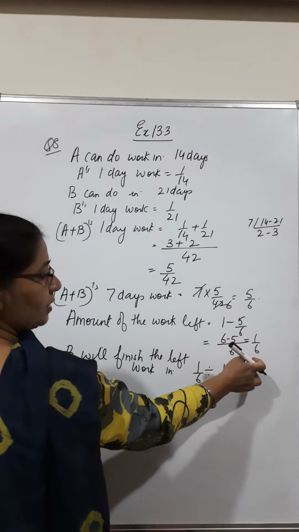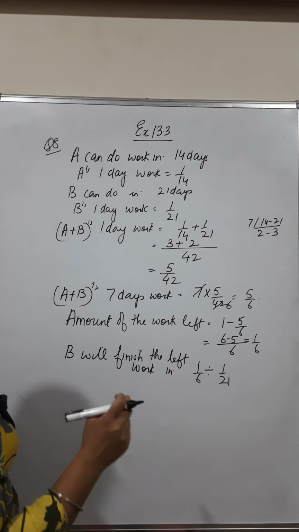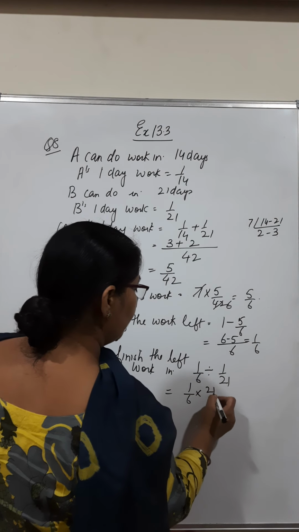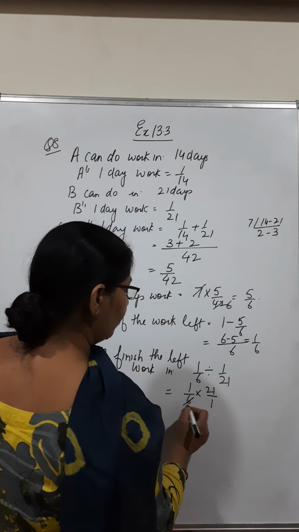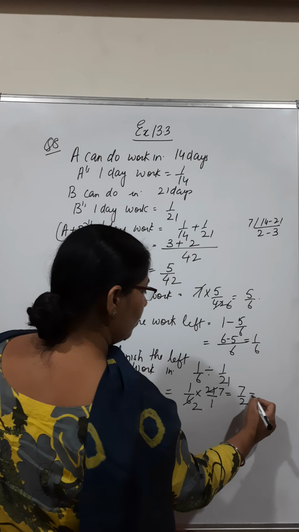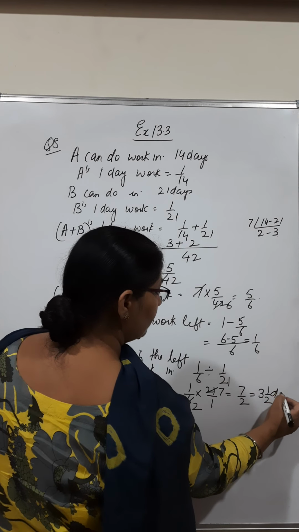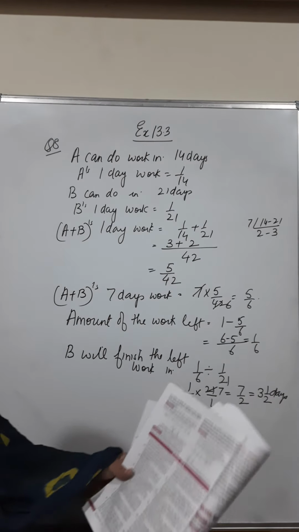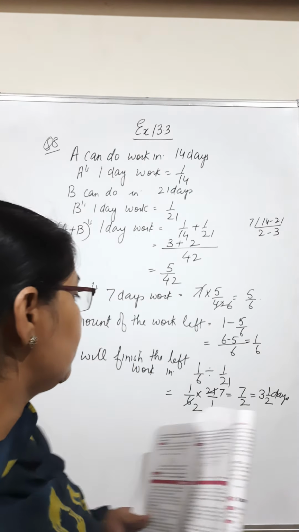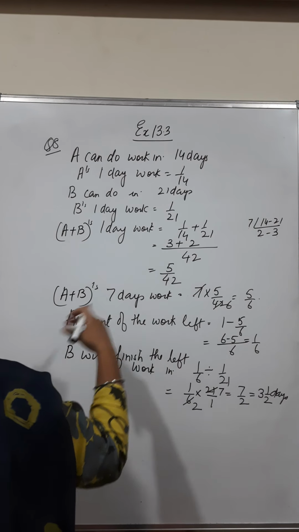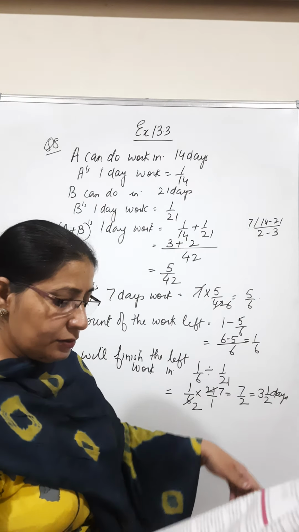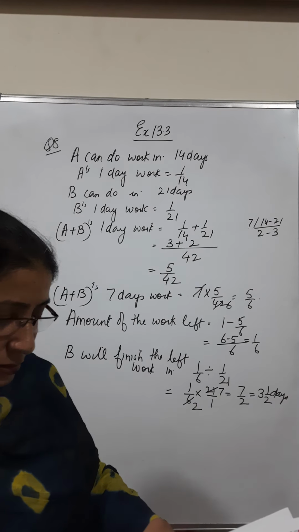So 1 by 6 is the work left and 1 by 21 is the work done by B in 1 day. So this will be equal to 1 by 6 multiplied by 21 by 1. On the table of 3, 3 2s are 6, 3 7s are 21. It is 7 upon 2, which is equal to 3.5 days. So the left work will be finished by B. First of all, they worked together, then B finished the left work in 3.5 days. Okay, beta.